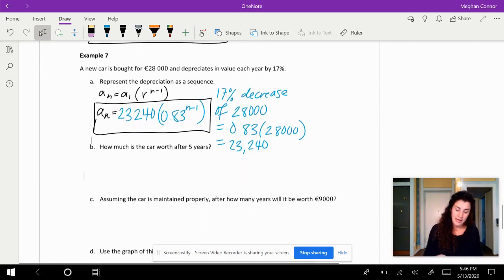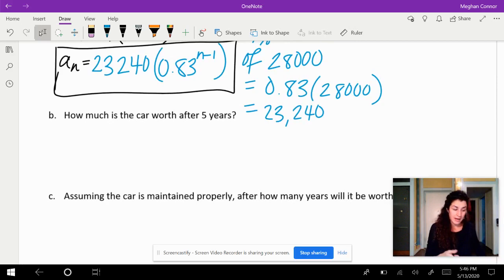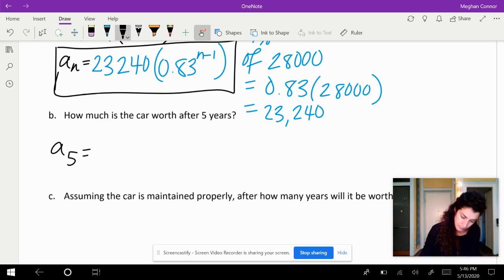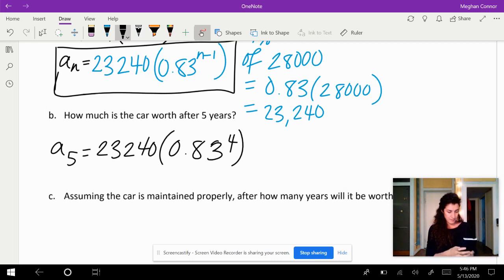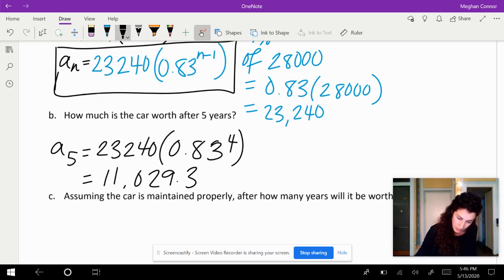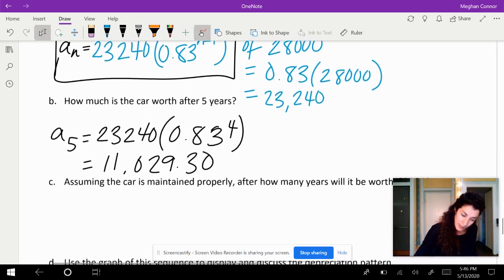Okay, how much is the car worth after 5 years? So we could plug in 5 into this equation. 23,240 times, so we want a sub 5, so to the 4th power. And we get 11,029.30 euro.